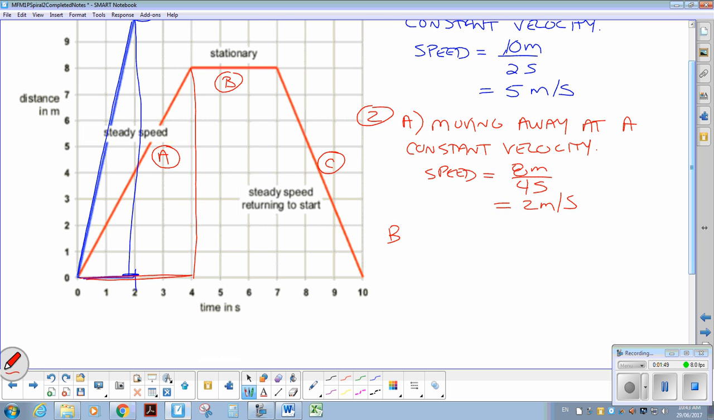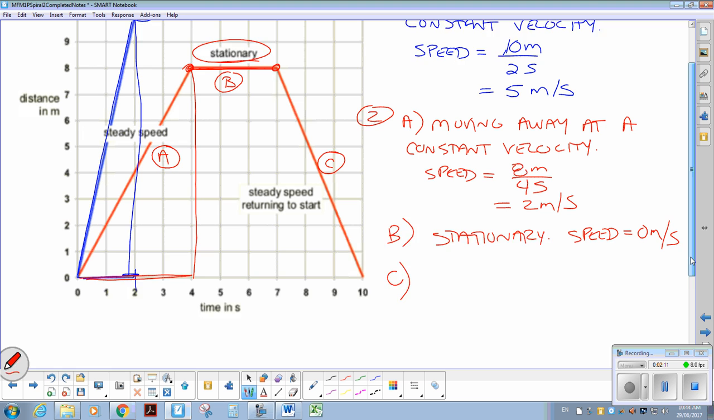Stage B, we can see that the distance is not changing. 8 meters here, 8 meters here. So it is stationary. If you are not moving, your speed is 0 meters per second.